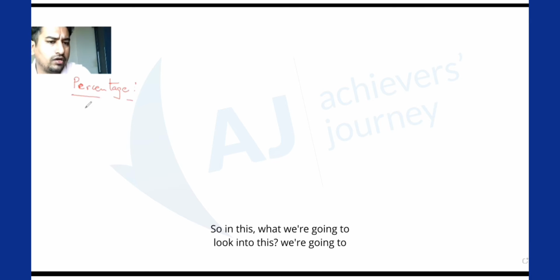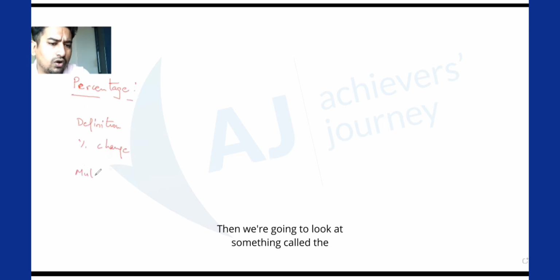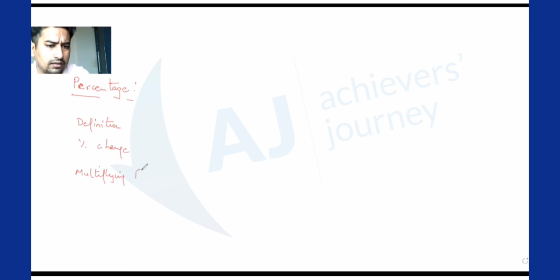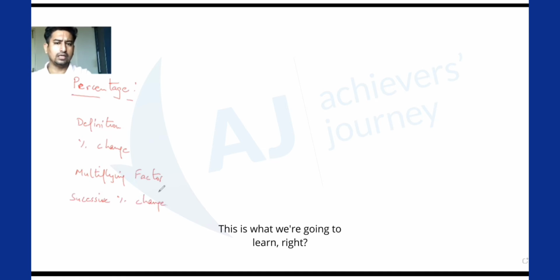So in this, we're going to look into the definition. Then we are going to look into percentage change. What do we mean by percentage change? What is the formula? Then we're going to look at something called the multiplying factor, which is a very important thing to understand, right? And lastly, we'll look into something called successive percentage change, right? So this is the agenda for this session. This is what we're going to learn, right?